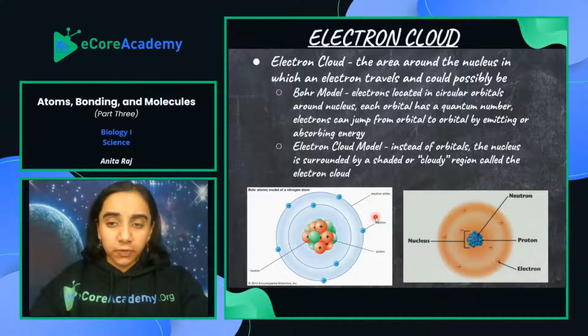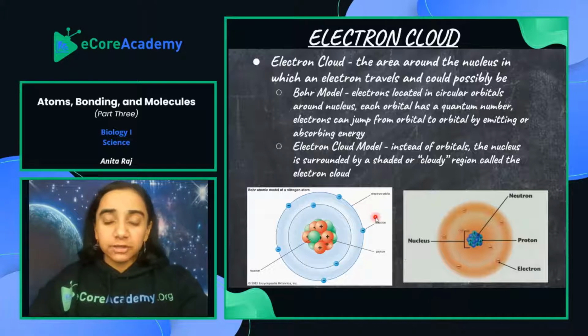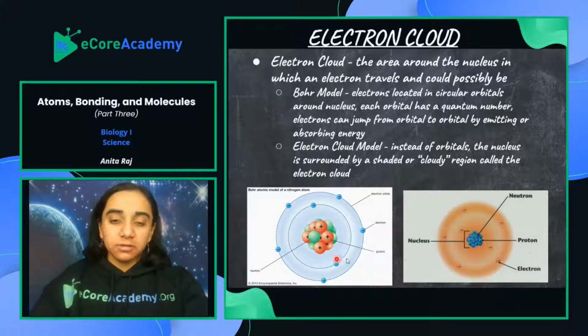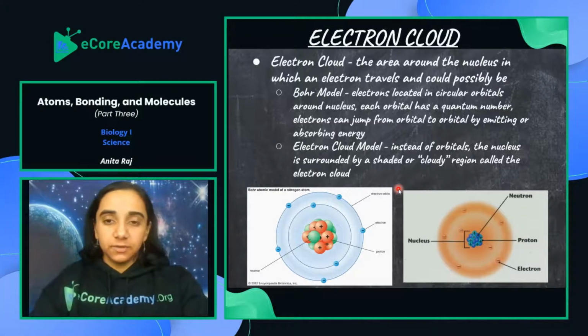Each orbital has a quantum number, known as n. For example, the first orbital would be the one closest to the nucleus, which is this one. So this would be n equals 1. That would be this orbital's quantum number. Then the next orbital will be n equals 2 because it's the second orbital, and so forth. So each orbital will have a quantum number depending on its distance from the nucleus. And then this model also proposes that electrons can jump from one orbital to another by emitting or absorbing energy.